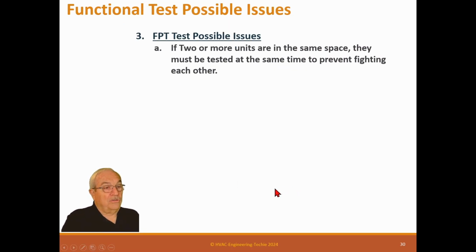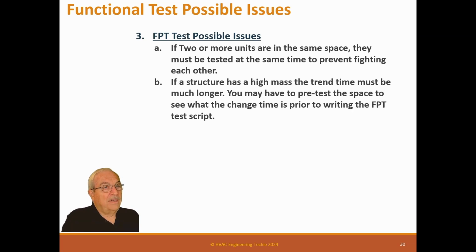You can do many units at the same time, even if they're separate rooms, separate offices, because it's just a control system, so they can collect those points at the same time. That's not a problem. If the structure has a high mass, the trend must be much longer. You may have to pre-test the space to see what the change time is prior to writing the FPT test scripts. If you suspect it's a high mass building, ask the control contractor, let's do one just to see how long it takes. Once you have that data, now you can write all the scripts.